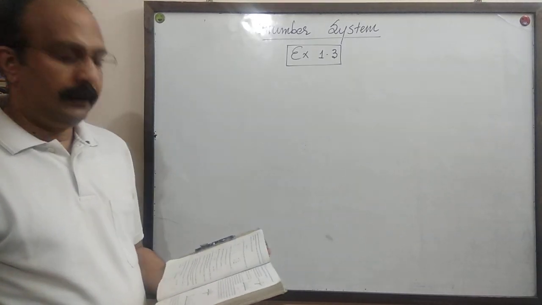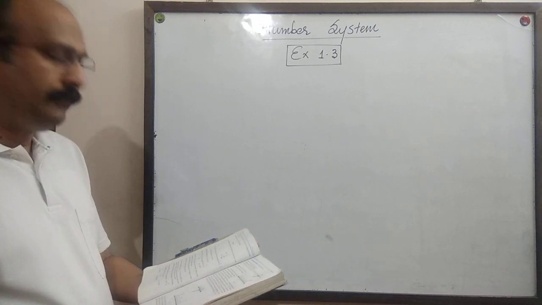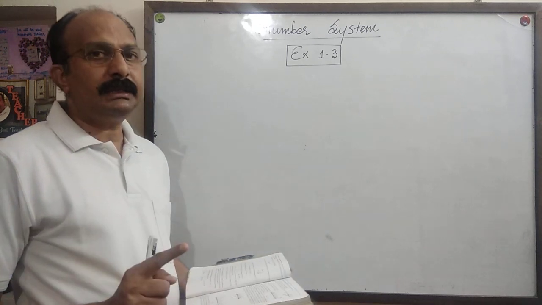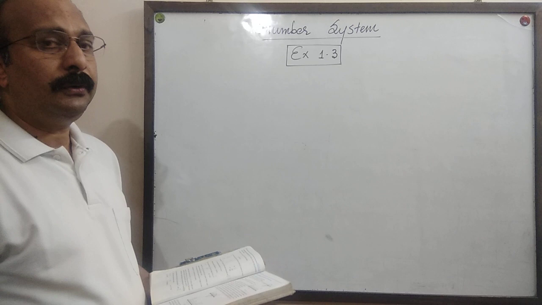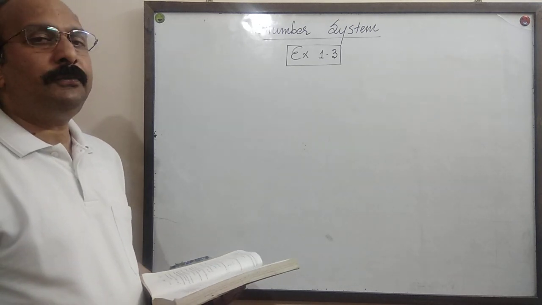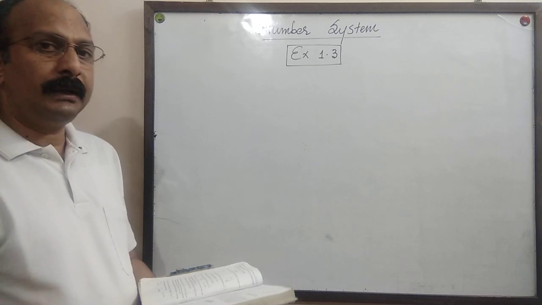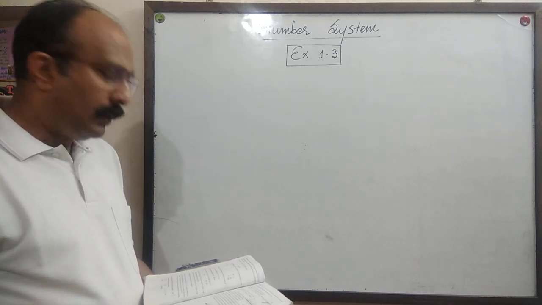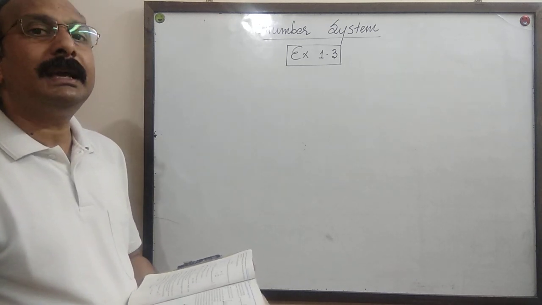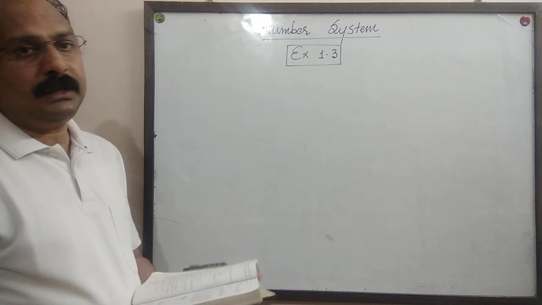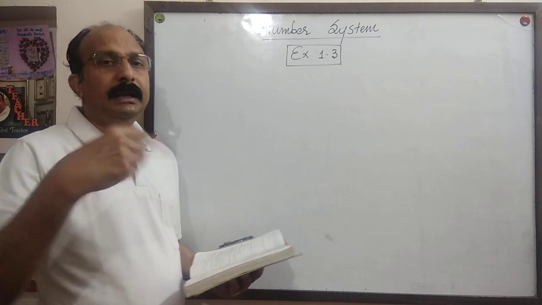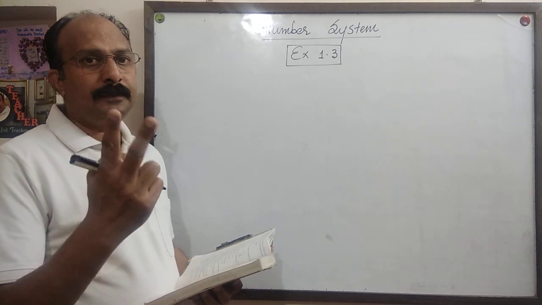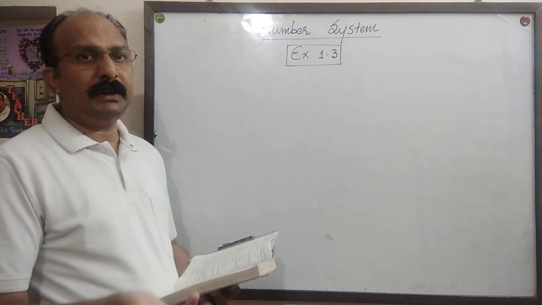Now see question number 3. Express the following in the form of P upon Q, where P and Q are integers and Q not equal to 0. All of you know P upon Q is the standard form of a rational number. So you are given some numbers in decimal form. And what decimal? All the given questions are non-terminating recurring decimals. And we have already studied that all the non-terminating recurring decimal numbers are rational numbers. So rational numbers can be expressed in two forms, either P upon Q form or decimal form.